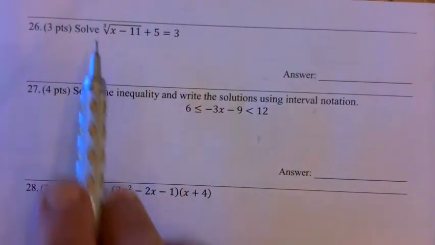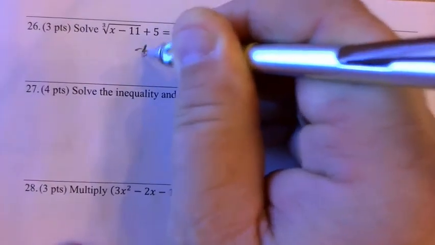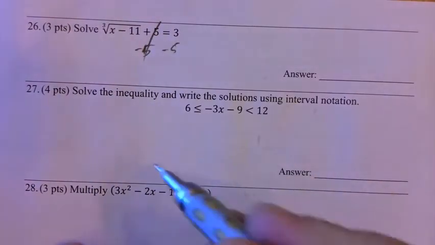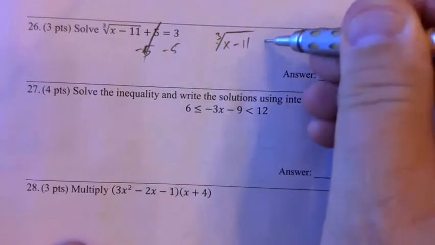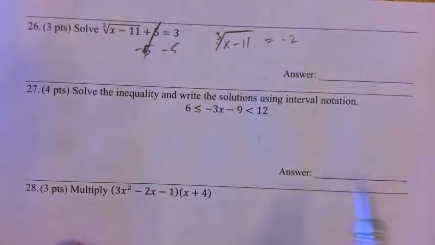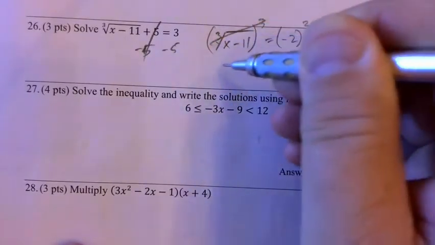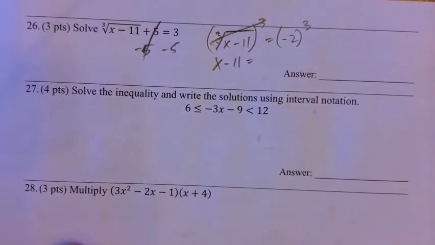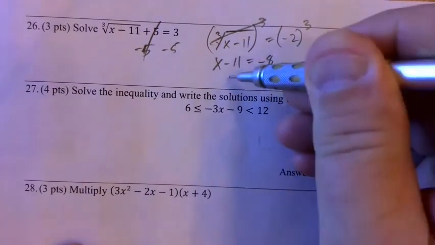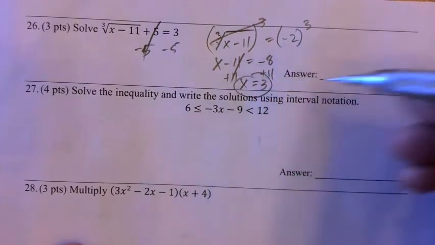Okay. Cubed root of x minus 11, plus 5, equals 3. Solve the sucker. Isolate it. So I'm going to subtract 5 from each side. And so I get the cubed root of x minus 11 equals 3 minus 5, which is negative 2. Now I can have a negative on a cubed root, so that doesn't worry me too much yet. I'm cubing it. So x minus 11 equals negative 2 cubed. Negative 2 times negative 2 is 4, times negative 2 is negative 8. Add 11 to each side, and I get x equals 3.